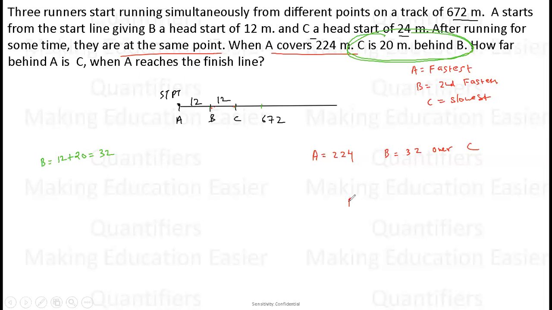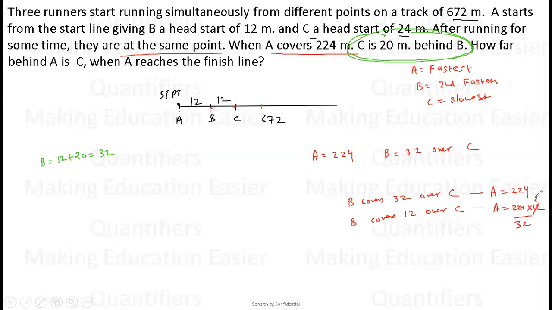You can see when B covers 32 meters over C, how much is A covering? A is covering 224 meters. Now we need to find when will B and C be together. So B and C will be together when B covers 12 meters over C. So students, when B covers 12 meters over C, how much has A covered? Just apply unitary method. A must have covered 224 into 12 over 32.